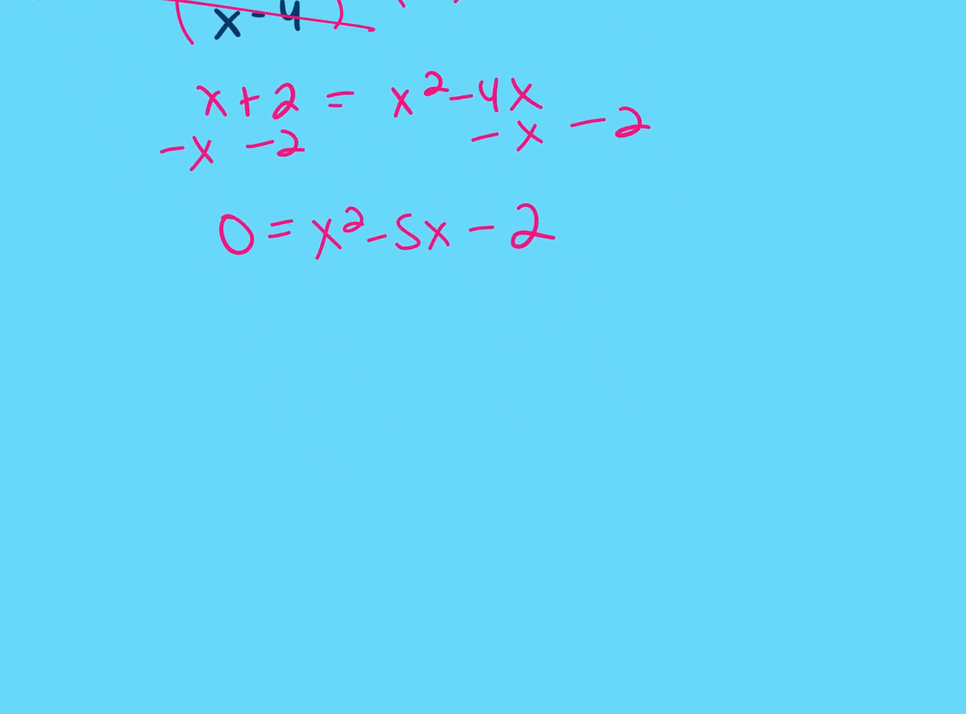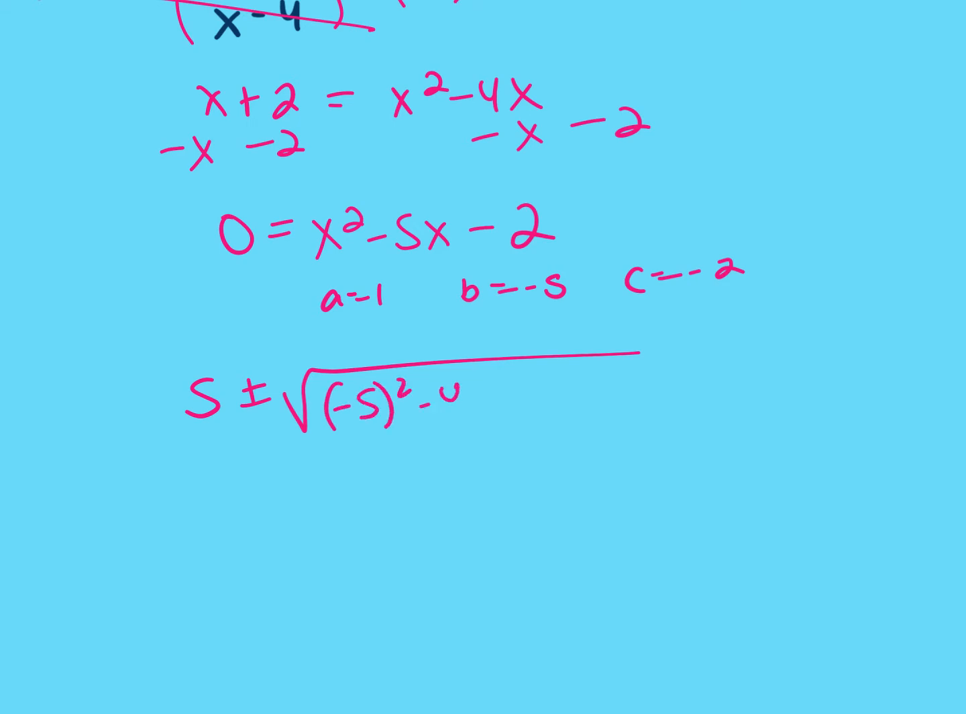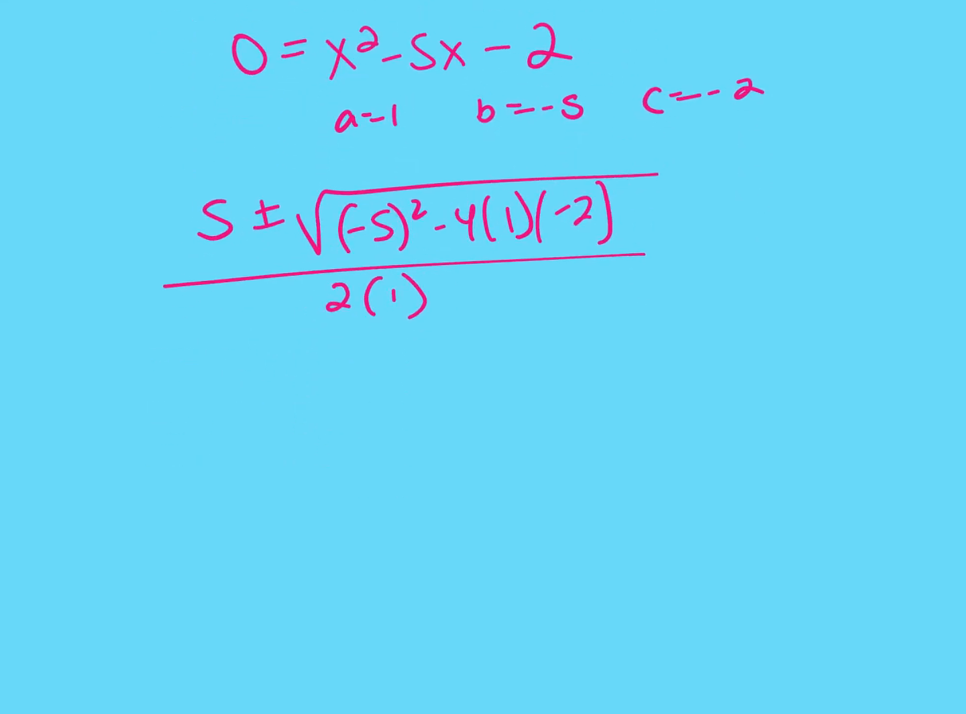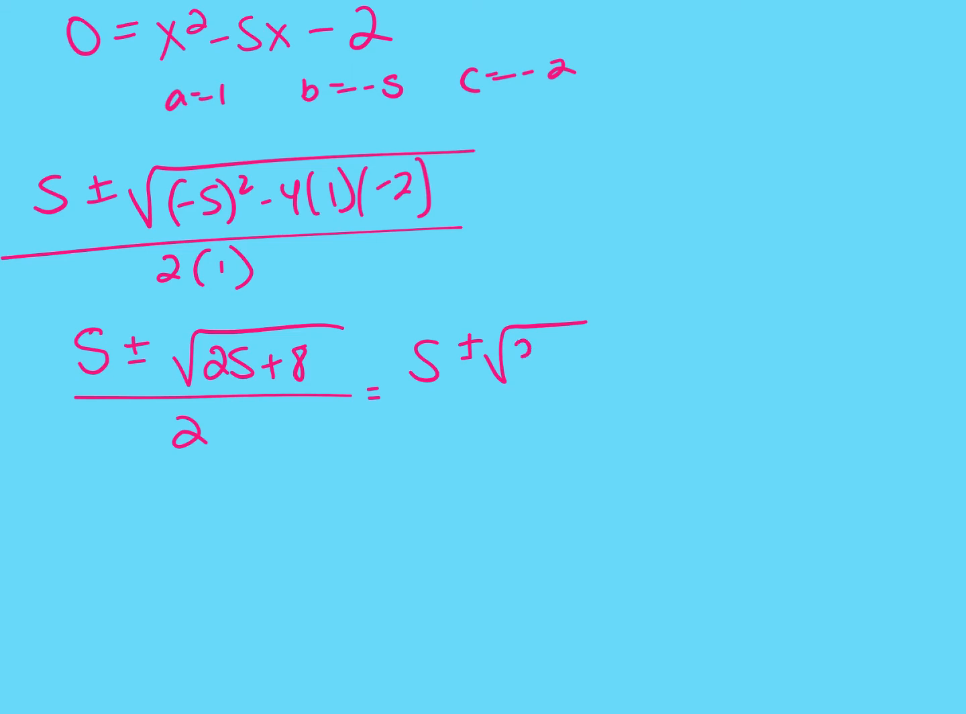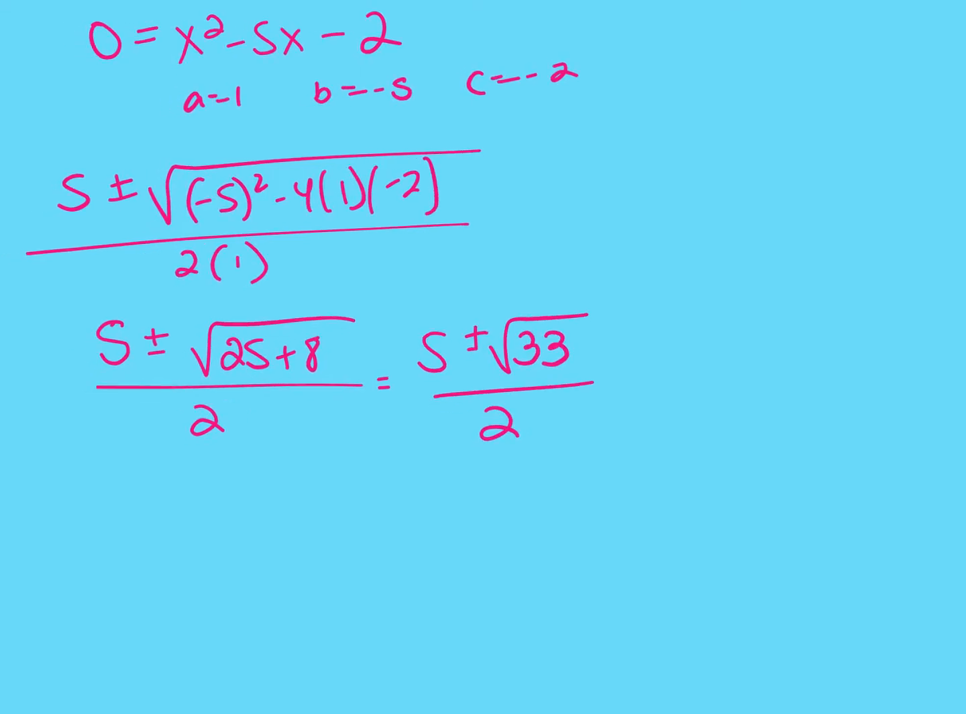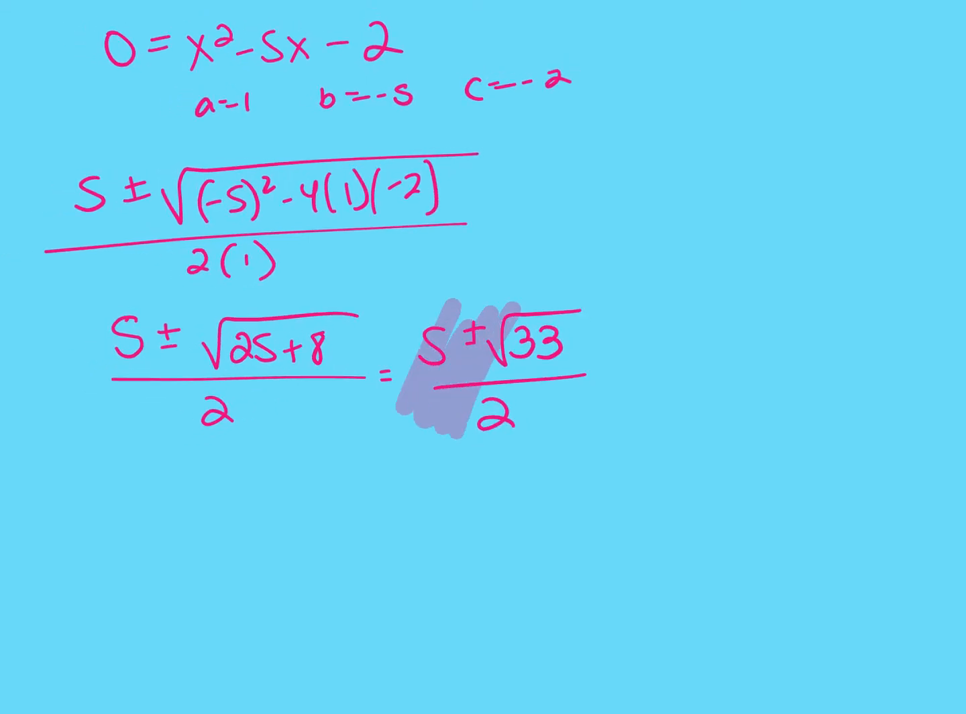There are no factors of -2 that sum to -5, which means you have to do the quadratic. So a would be 1, b is -5, c is -2. -b, so 5, plus and minus the square root of b squared minus 4 times a times c, all over 2 times a. 5 plus and minus the square root of 25 plus 8, over 2. 5 plus and minus the square root of 33, over 2. And then 33 doesn't break down at all. So those are your answers.